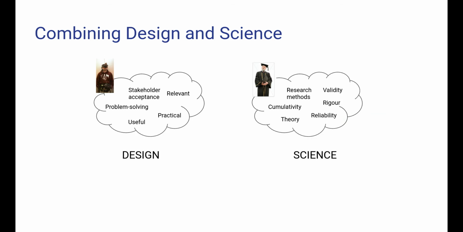So, to summarize, designers stress relevance. They want to solve real problems in the real world and produce useful and practical results that can be accepted by stakeholders. Scientists, on the other hand, stress rigor. They want to build more and more knowledge. They want to ensure validity and reliability by using established research methods, and they want to relate their results to theories.